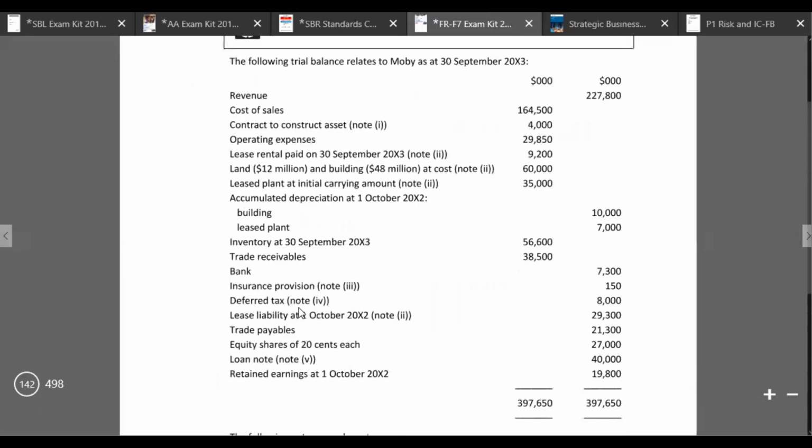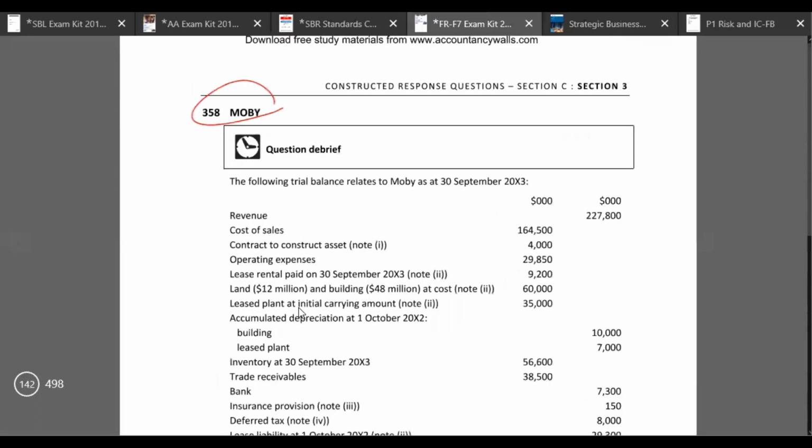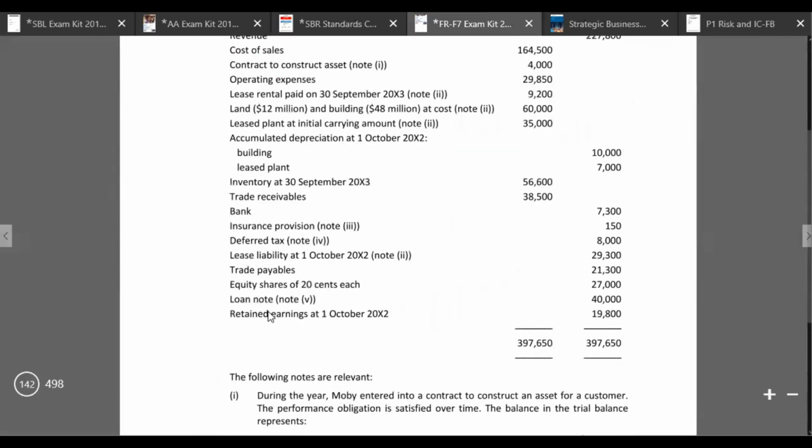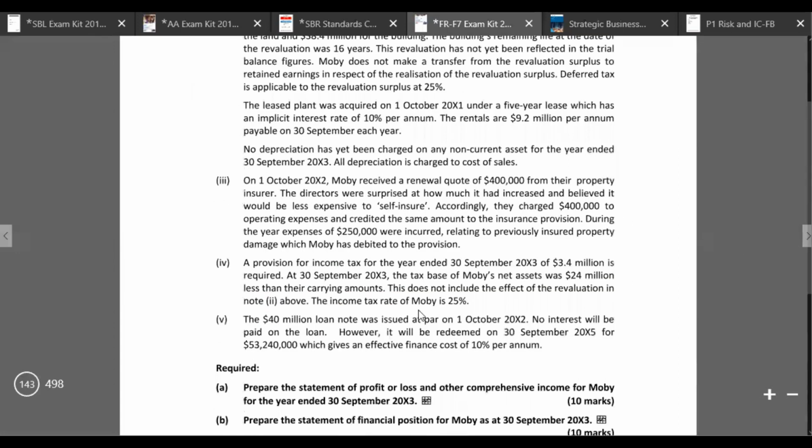Fine. So this is the question Moby 358. And here you go. This is the loan note, 40,000. And they have said that there is a note number 5. So let's just go to note number 5.